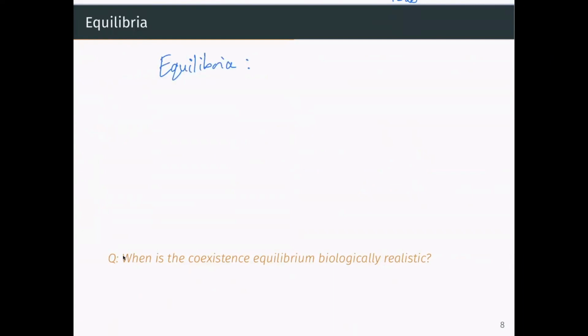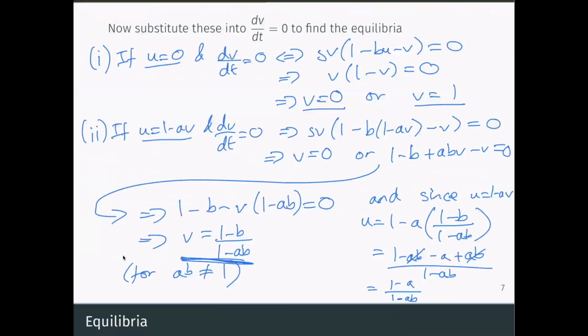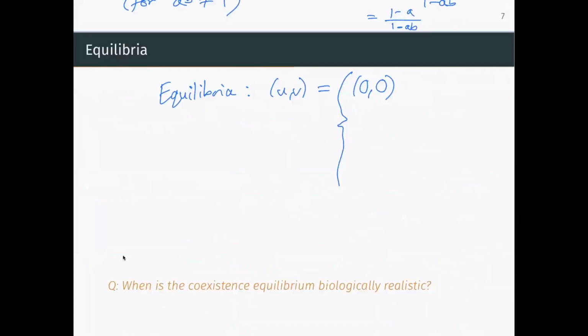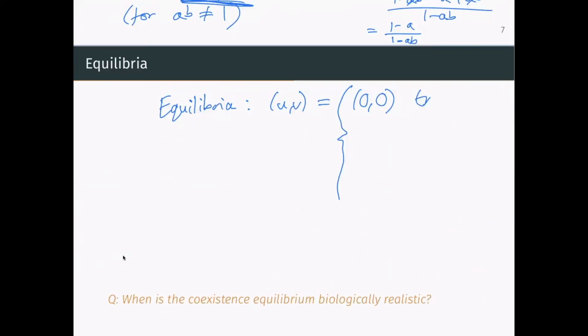Well, we had U, V being equal to 0, 0. So we see that from here, we have U is equal to 0, V is equal to 0. That's one of our equilibria. We refer to this as a trivial equilibrium because both of the populations are extinct.